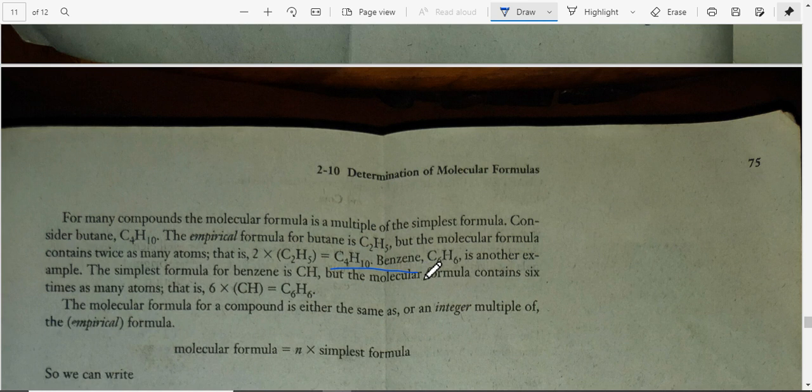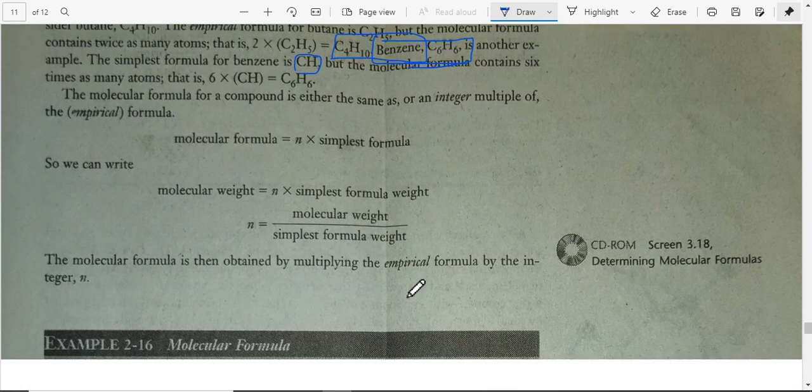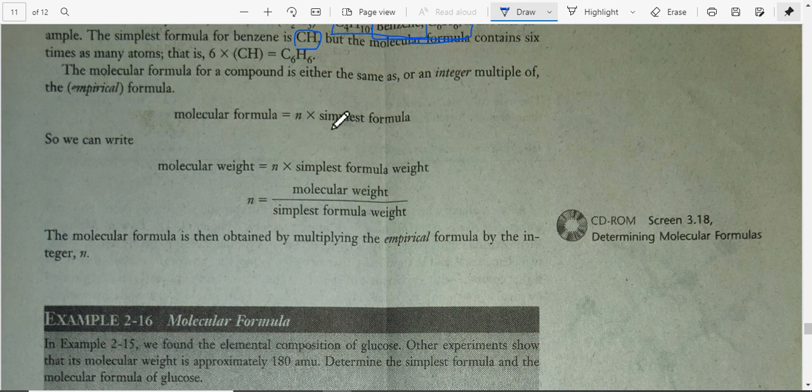The next example is benzene, which is C6H6. The simplest formula is just CH, but the molecular formula contains 6 times the atoms, that is C6H6. So how do you solve for molecular formulas? It is N times the simple formula, where N varies depending on the number of units.